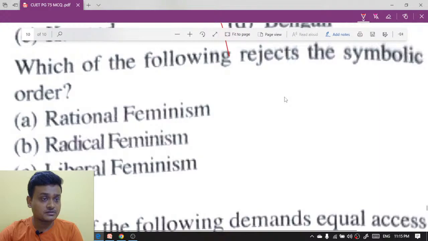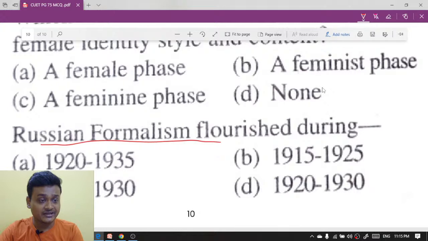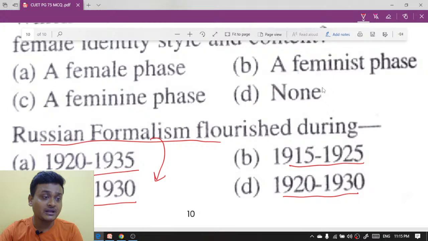Moving on to the last question. Russian formalism flourished during 1920 to 1935, 1915 to 1925, 1920 to 1930, 1915 to 1930. It should be 1910 to 1930. So the time period of Russian formalism is 1910 to 1930.